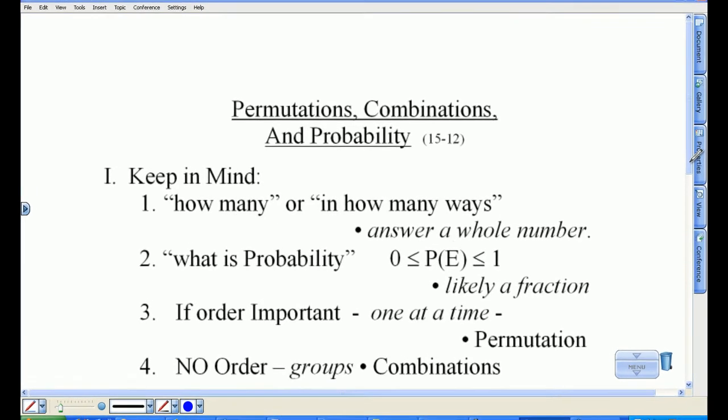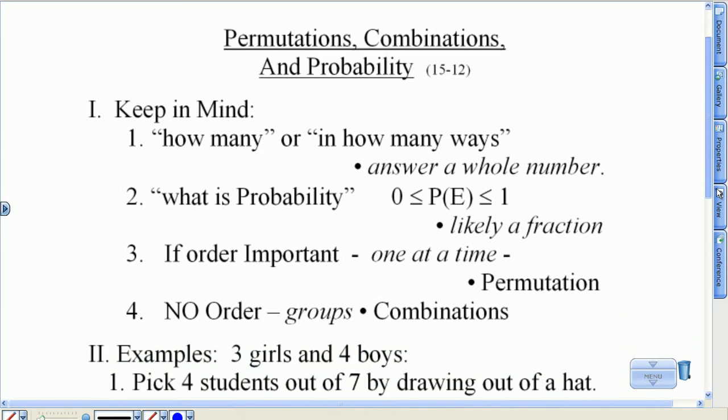So let's keep some things in mind here that's going to help us be successful in this section. How many, or in how many ways, is going to be a whole number, like the problems you did over the last 2 days. This is actually just the numerator. How many ways can you get a head on a coin? One way. How many ways can you roll a 4 on a die and then a 6 on the second die? Things like that.